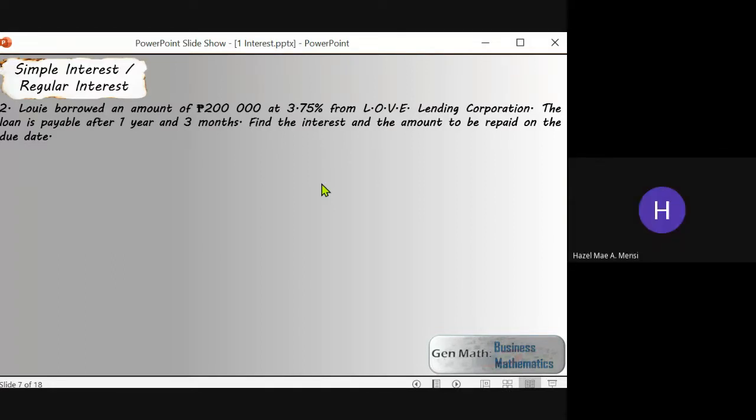Louis borrowed an amount of 200,000 pesos at 3.75% from LOVE Lending Corporation. The loan is payable after 1 year and 3 months. Find the interest and the amount to be repaid on the due date.